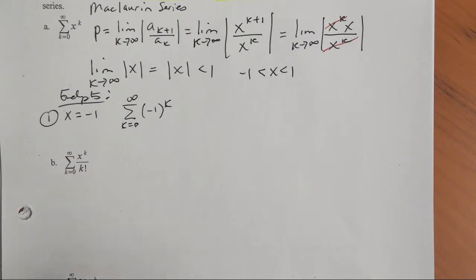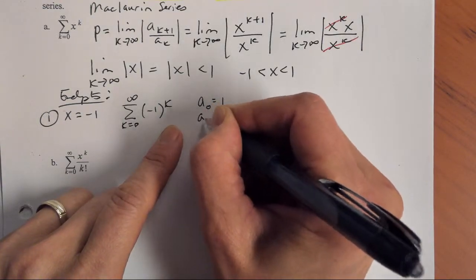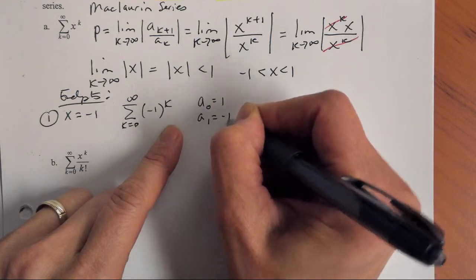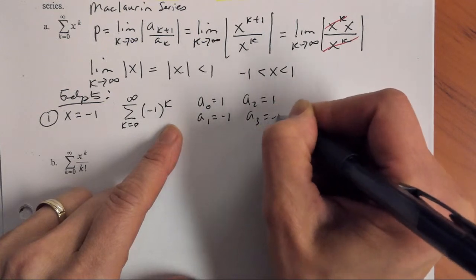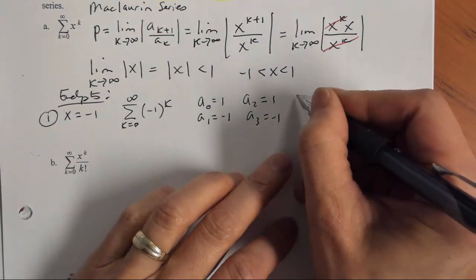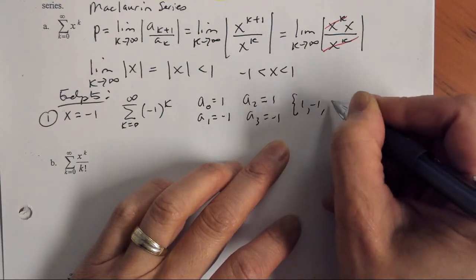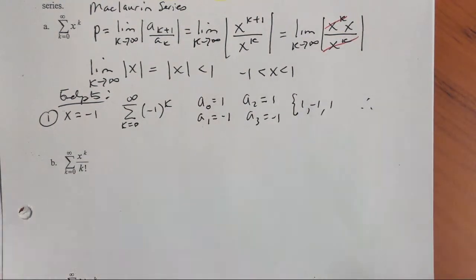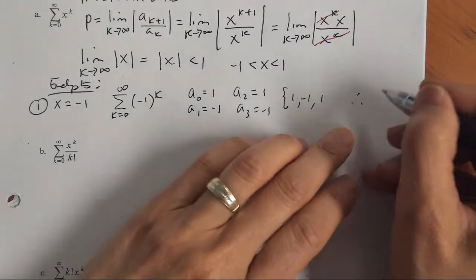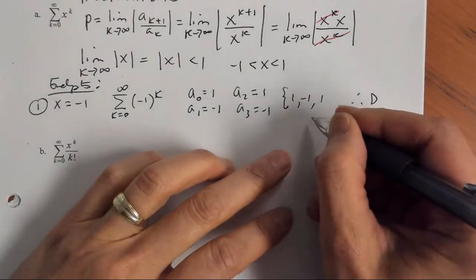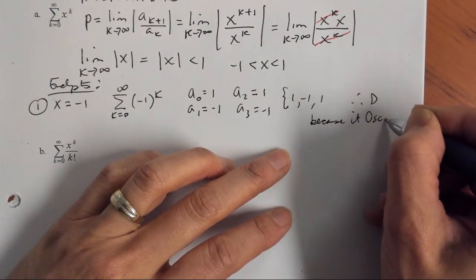It oscillates. That's right. So if I write out a few, I can say a sub 0 is equal to 1, a sub 1 is equal to negative 1, a sub 2 is equal to 1, a sub 3 is equal to negative 1, and so on. So I get 1, -1, 1. Therefore, what's the conclusion? Diverges because it oscillates.